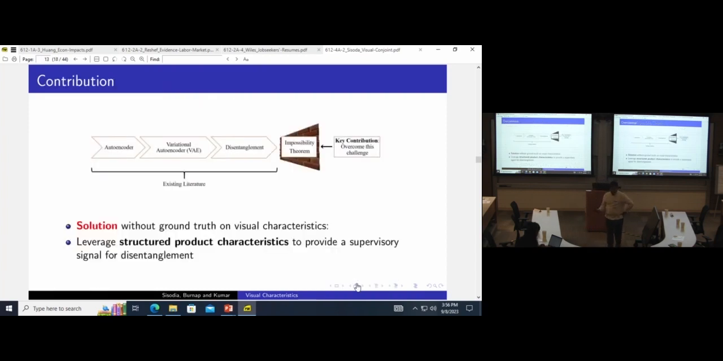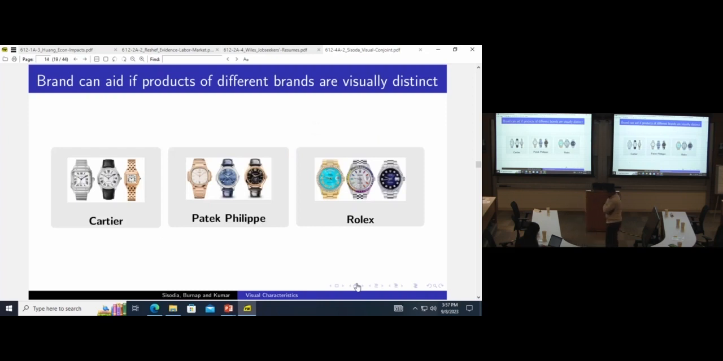So our solution was to leverage structured product characteristics, and by structured product characteristics, I mean things like brand, price, or any other product characteristics like the material of a watch, or in the case of a car, the engine size or the horsepower. The hypothesis that we had was that these structured product characteristics might serve as good supervisory signals because perhaps products differ in how they look based on which brand they belong to.